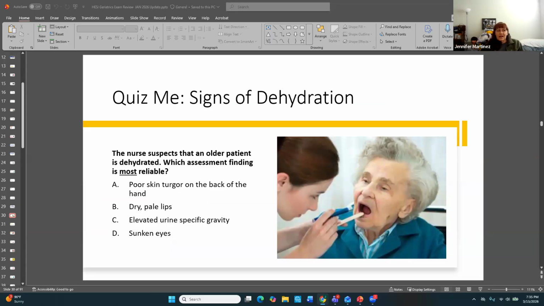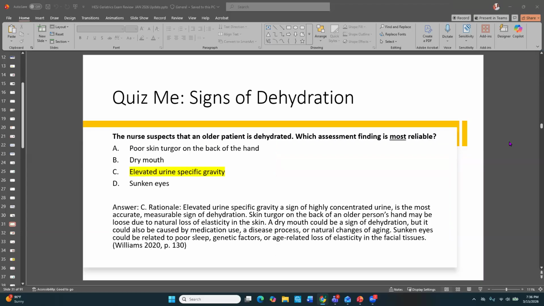So the nurse suspects that an older patient is dehydrated, which assessment finding is most reliable? Poor skin turgor on the back of the hand, dry pale lips, elevated urine specific gravity, or sunken eyes. Which of those would be the most reliable indication that the patient is dehydrated? B. So it would be the elevated urine specific gravity.